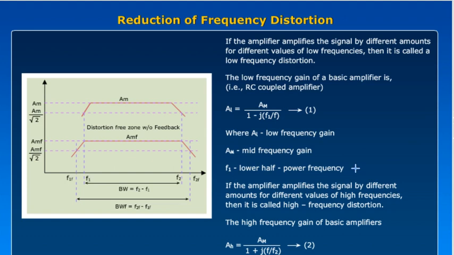If the amplifier amplifies the signal by different amounts for different values of the high frequencies, then it is called the high frequency distortion. The high frequency gain of the basic amplifier is AH = AM / (1 + j F/F2).